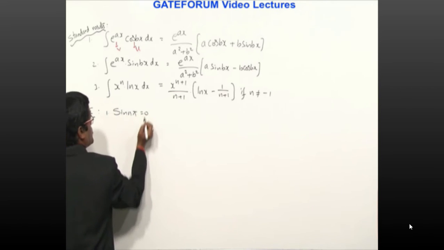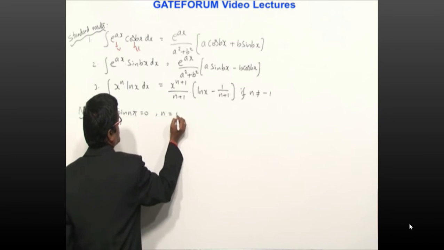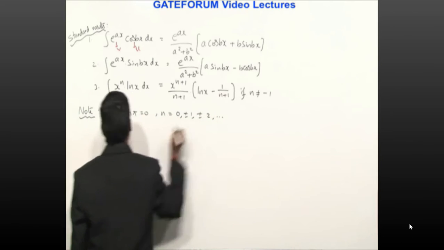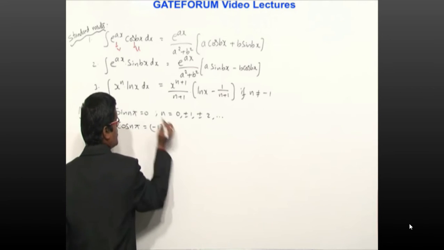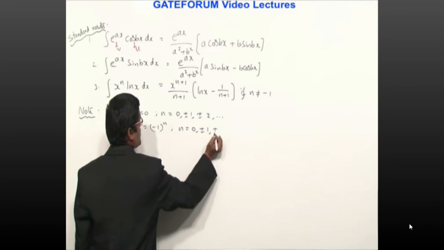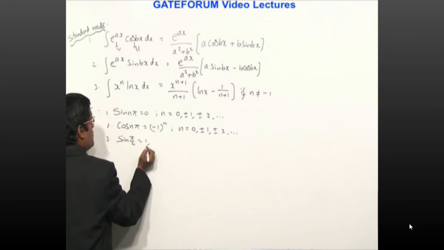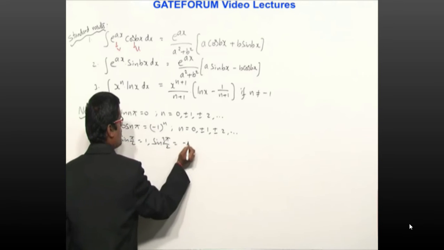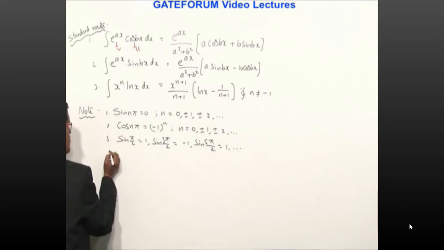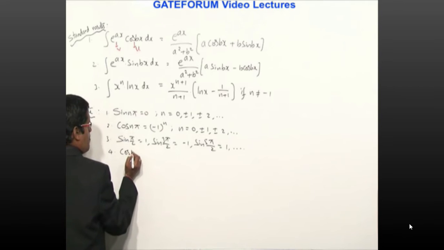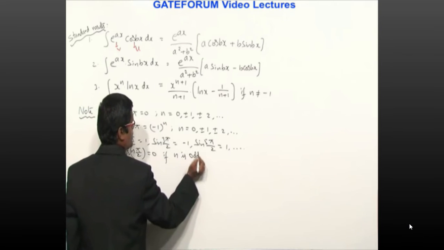1. Sin n pi is equal to 0, where n is any integer: n is equal to 0, plus or minus 1, plus or minus 2, etc. 2. Cos n pi is equal to minus 1 raised to n, where n is equal to 0, plus or minus 1, plus or minus 2, that is n is any integer. 3. Sin pi by 2 is plus 1, sin 3 pi by 2 is minus 1, sin 5 pi by 2 is plus 1, and so on, alternately plus 1, minus 1. 4. Cos of n into pi by 2 is equal to 0 if n is an odd integer.